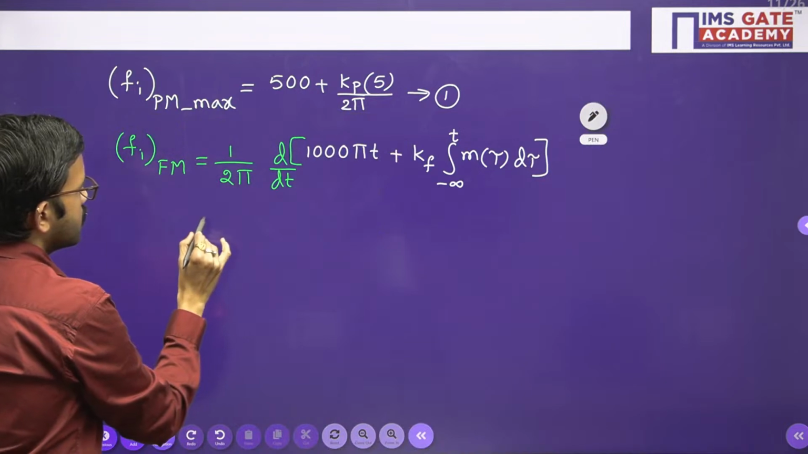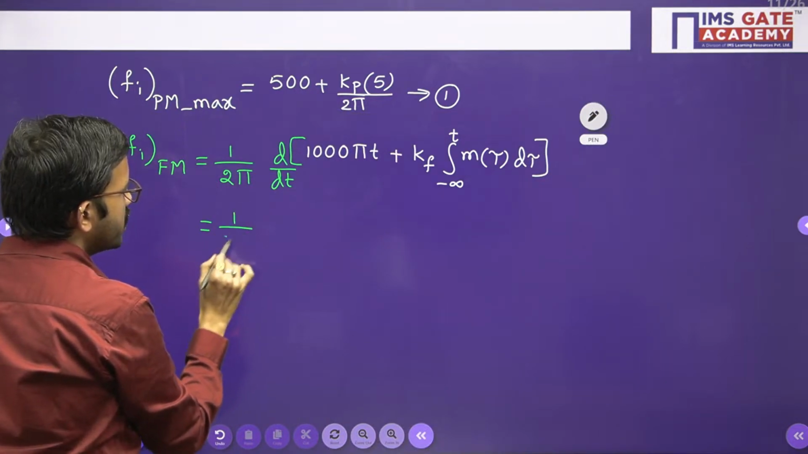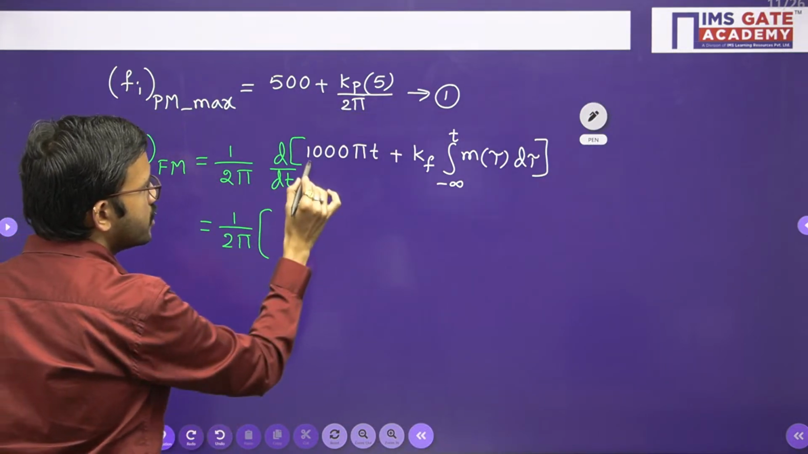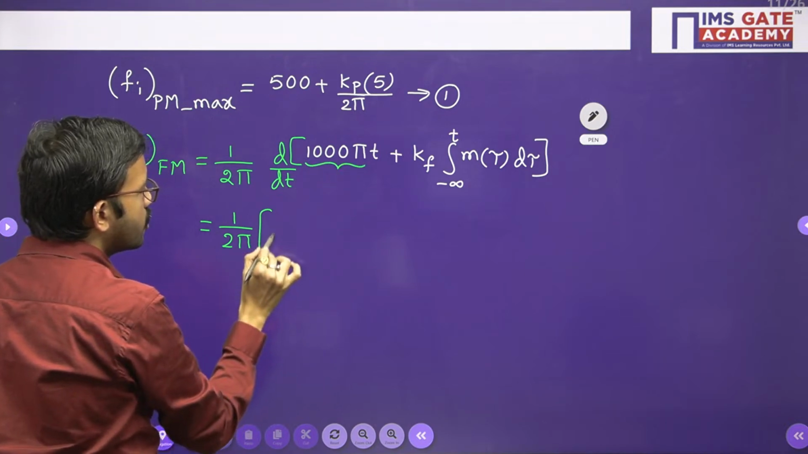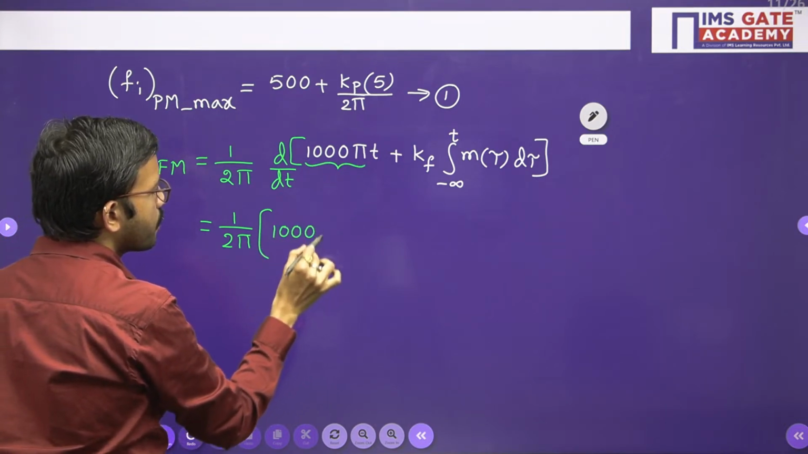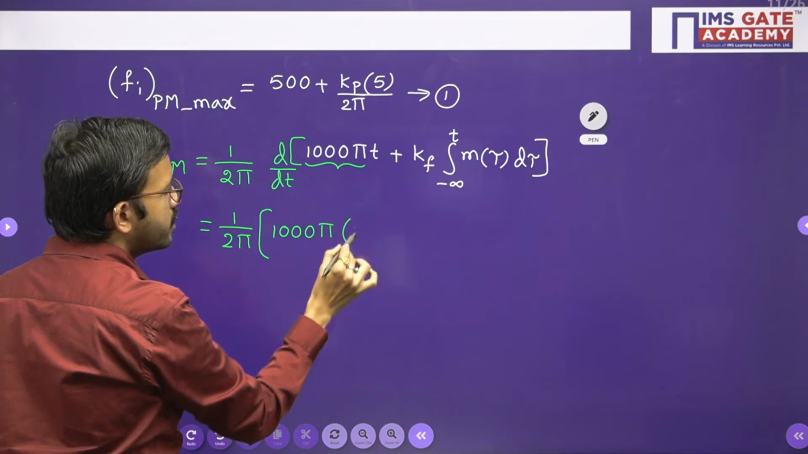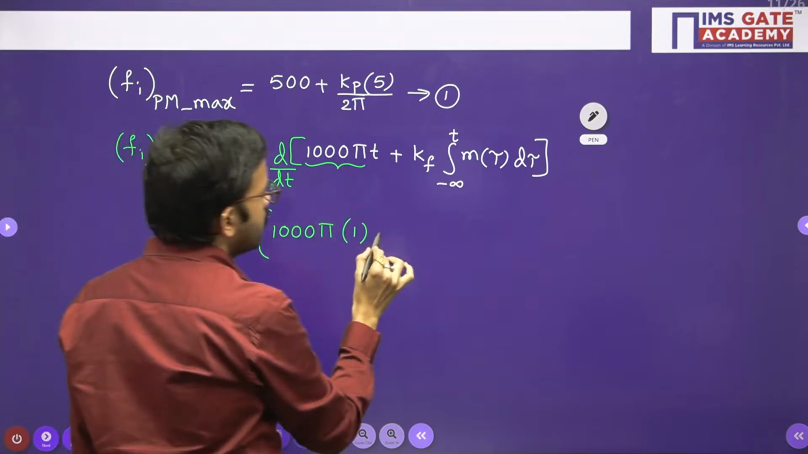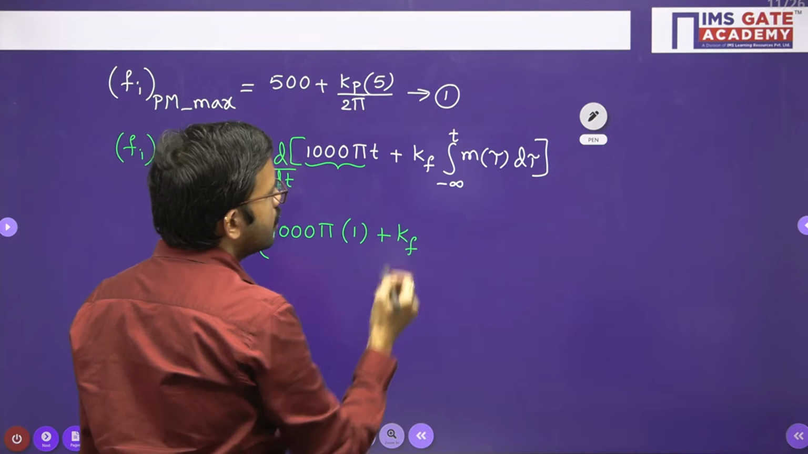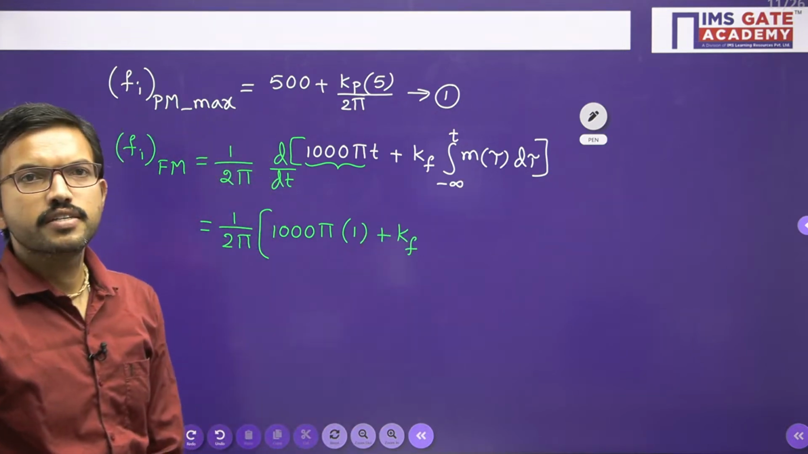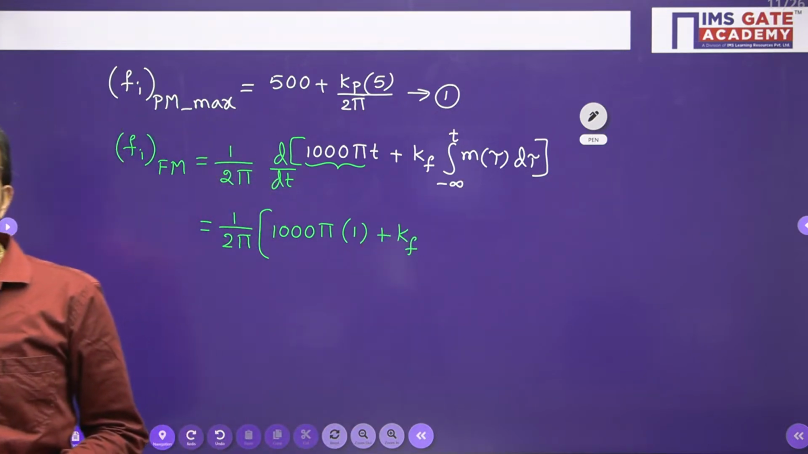So here 1 by 2 pi you can keep as it is. Now differentiation of this term, 1000 pi is the constant, we can keep as it is. Derivative of t, you will get 1 with respect to t. Here kf you can keep as it is. Now what is the term you are going to get here? Any guess, Manoj?